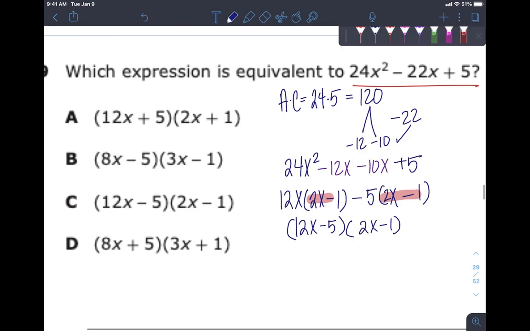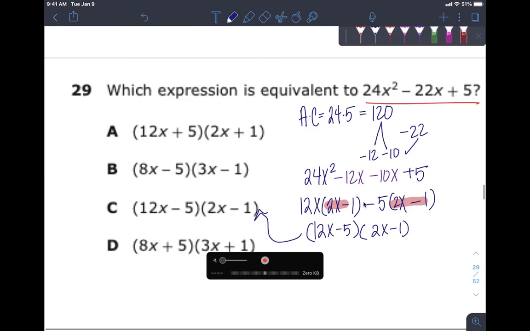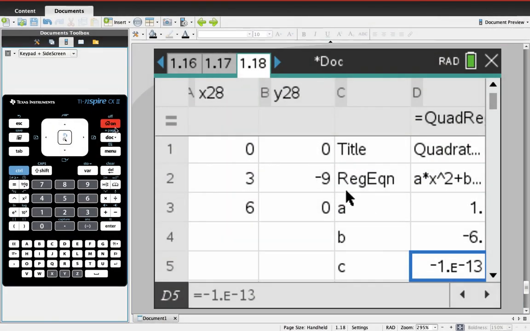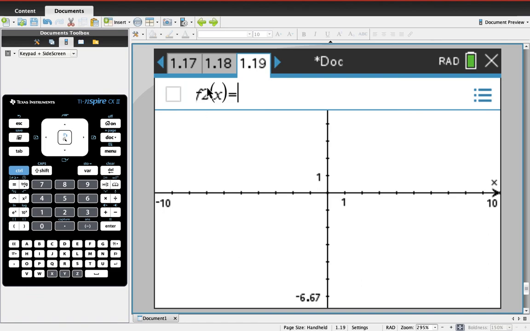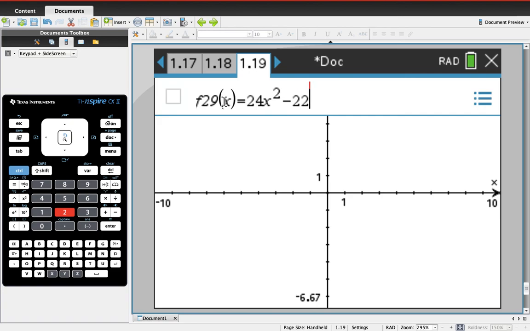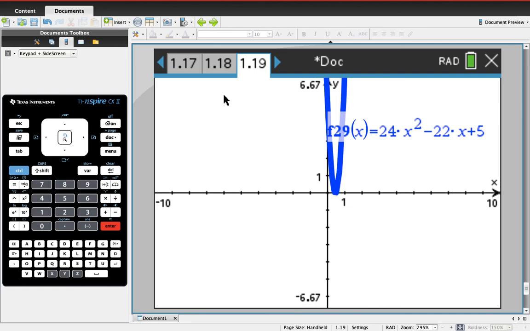All right, so I got it. So let me look. And it looks like answer choice C is going to be the closest. I want to verify this. So let me just go to my calculator to verify for question 29. I'm going to take a look at my graph and graph the function from 29, if my keyboard would comply with me here. All right, function for 29, 24x to the power of 2 minus 22x plus 5. Okay, so my graph should look something like that.